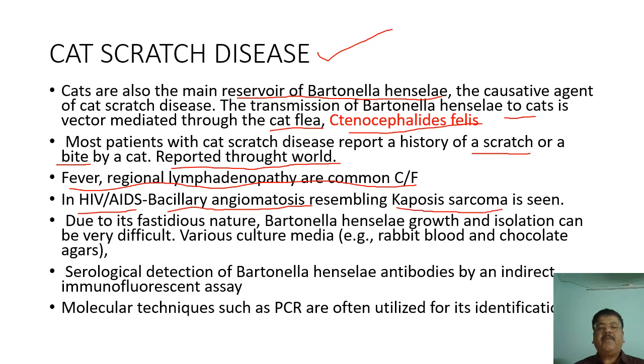And this organism is of a fastidious nature. What do you mean by fastidious? The organism requires additional exacting growth requirements. So isolation is very difficult. Isolation of the organism is very difficult. Various culture media like rabbit blood and chocolate agar have been tried and found to be useful.